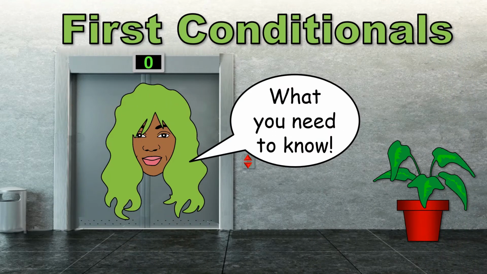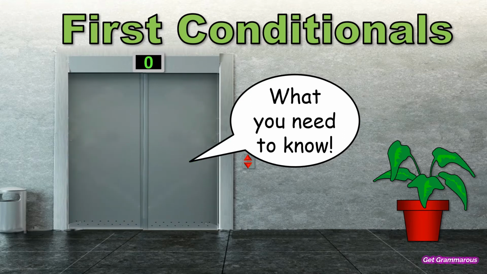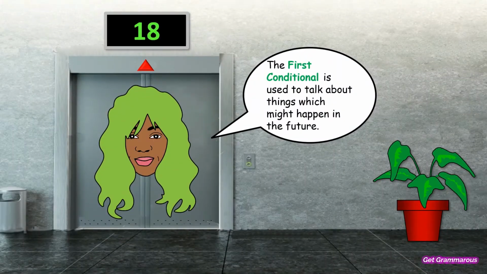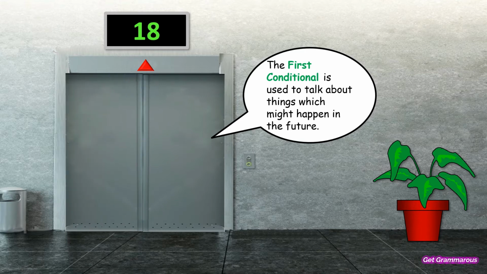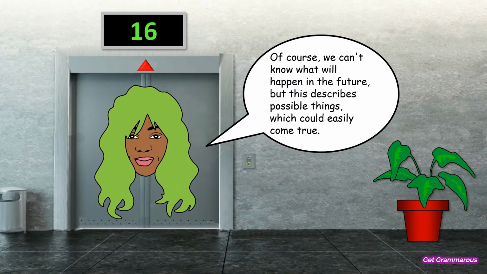In this video, you'll be learning all you need to know about first conditionals. The first conditional is used to talk about things which might happen in the future. Of course, we can't know what will happen in the future, but the first conditional describes possible things which could easily come true.